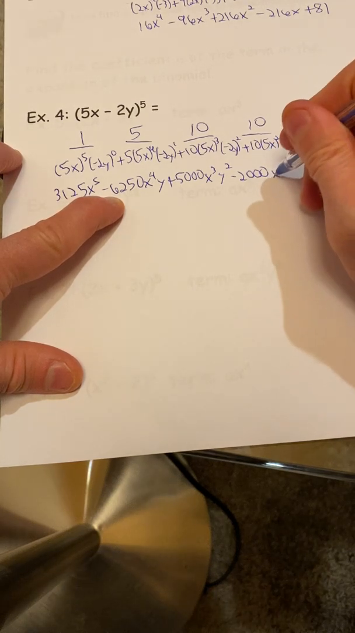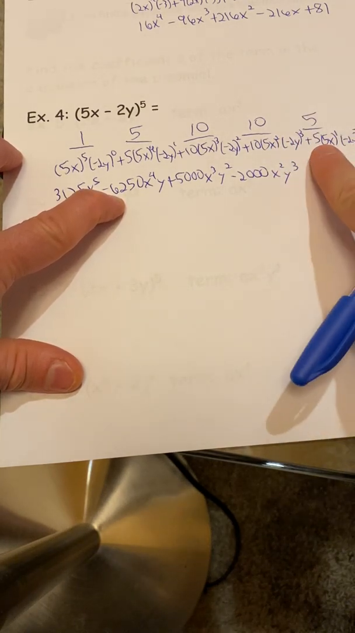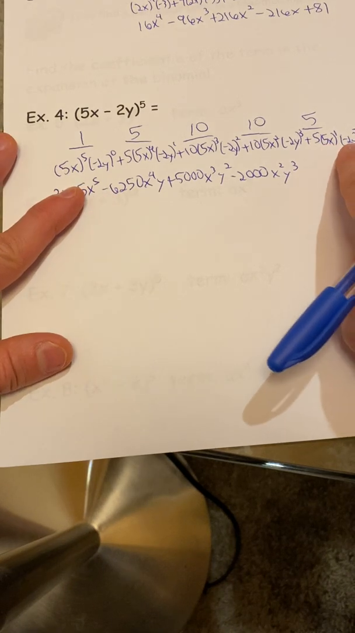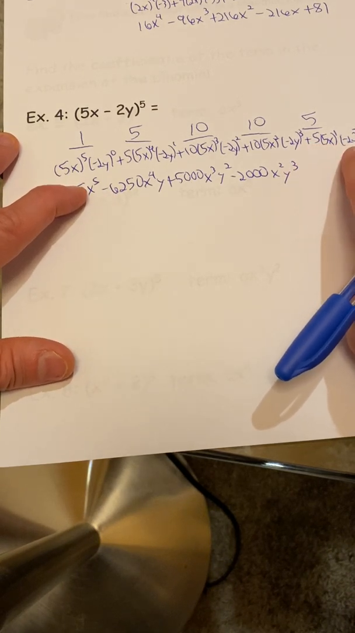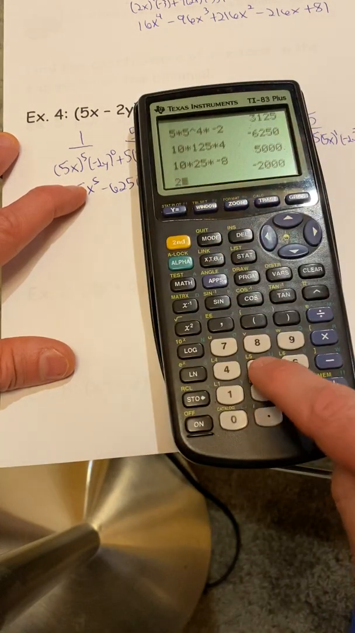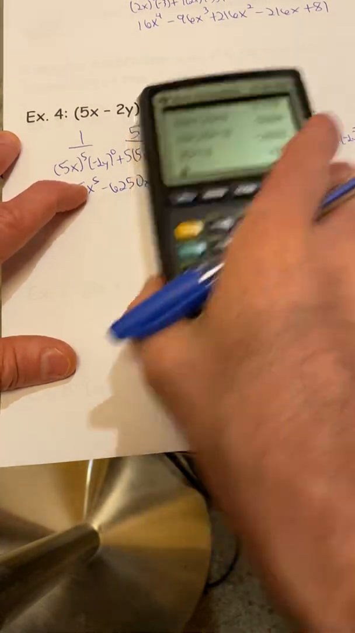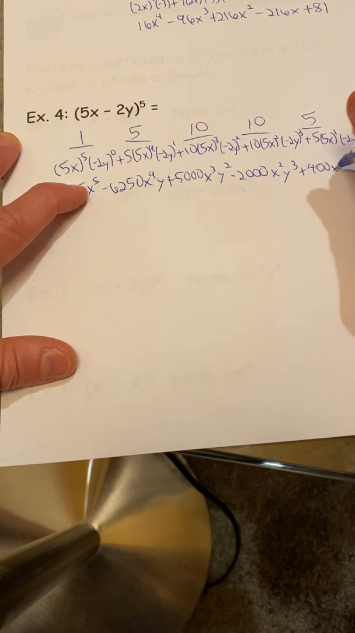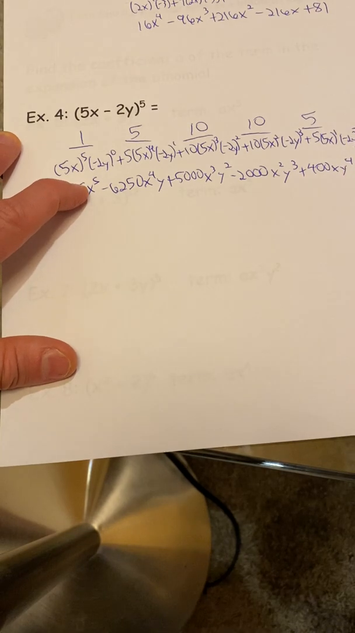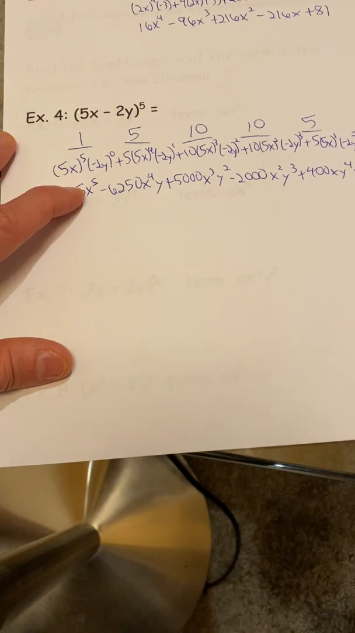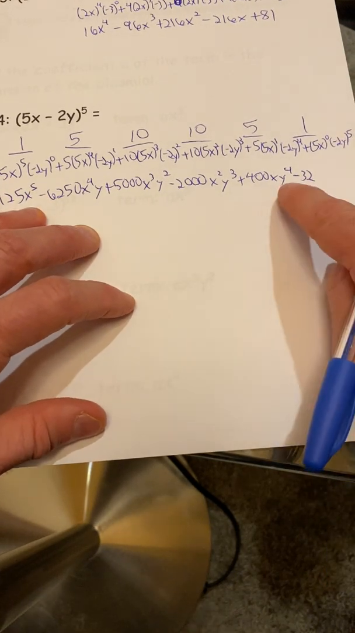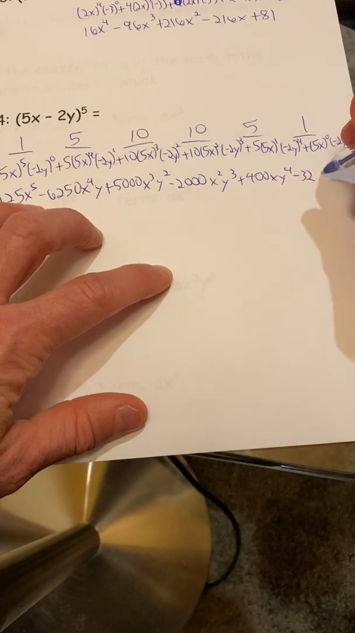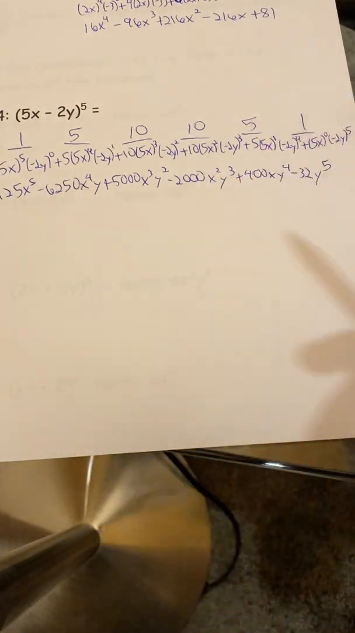x to the second, y to the third, and then we have 5 times negative 2 to the fourth. So 25 times 16, I believe is 400. x, y to the fourth. And then out at the very end, we have negative 2 to the fifth, negative 32. And then you can just look at your power pattern, y to the fifth. So that is 5x minus 2y to the fifth.